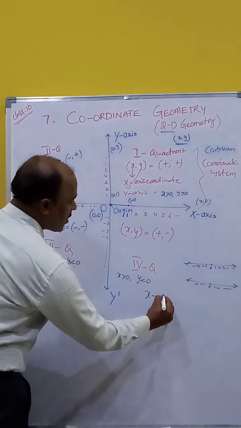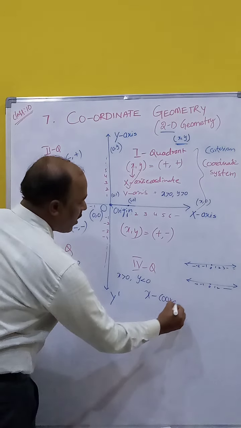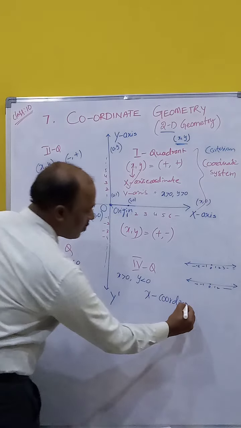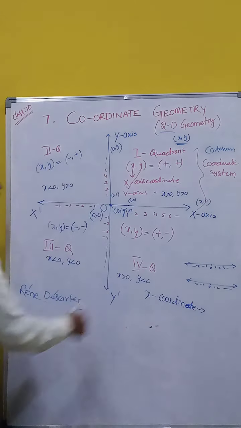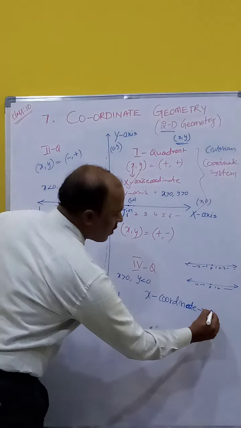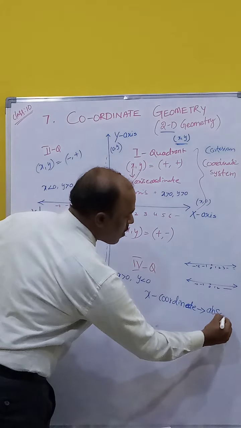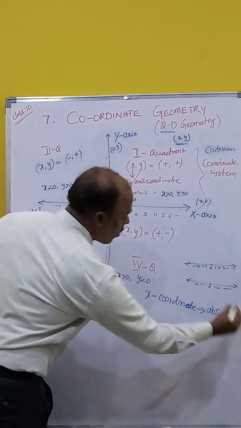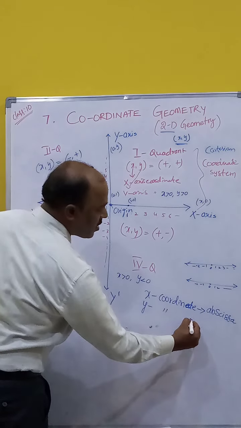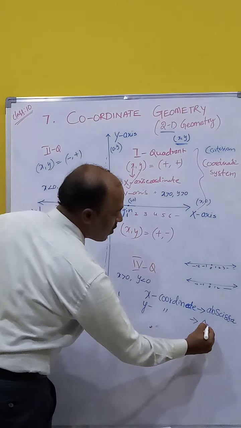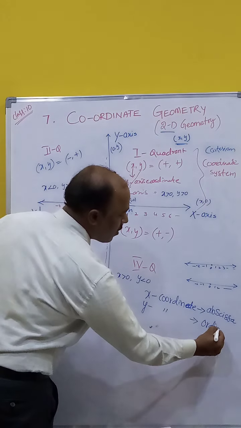Another name for the x coordinate is abscissa. And for the y coordinate, another name is ordinate.